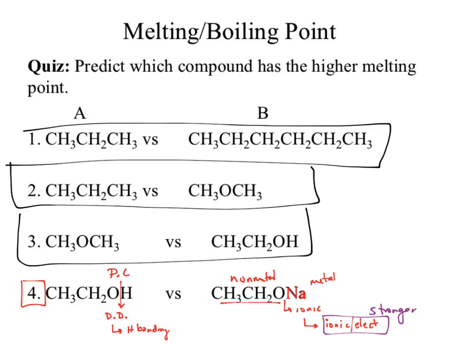We're comparing A versus B. Yep, A versus B. So 1A versus 1B, which one has the higher melting point? 2A versus 2B, 3A versus 3B. Again, 3 is easier than 2, 2 is easier than 1. 1 is absolutely the hardest. We'll see what you guys can come up with, and we'll talk about that one.